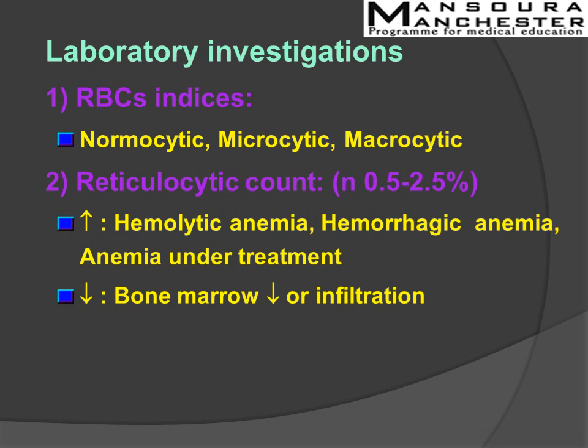According to the investigations done for cases of anemia, first we have to see the CBC and then figure out the type of anemia, whether microcytic, normocytic, or macrocytic anemia. Next step will be requesting a reticulocyte count, which is basically from 0.5 to 2.5%. If the patient has reticulocytosis, this indicates hemolysis or hemorrhage, or sometimes the patient is under treatment. Reticulocytopenia is usually due to bone marrow failure or bone marrow infiltration by abnormal or malignant cells.